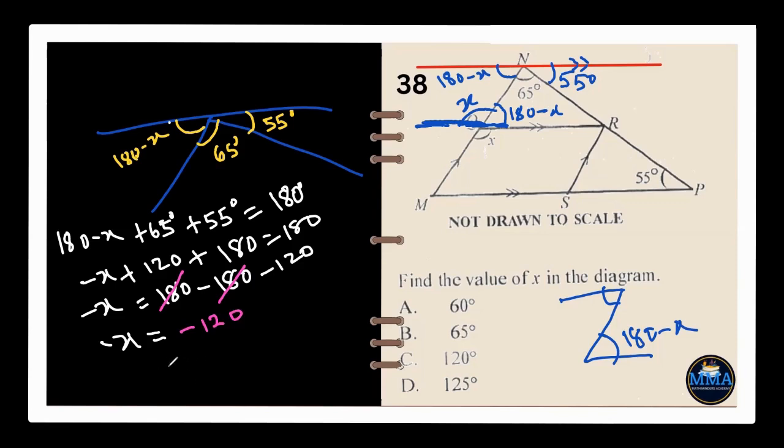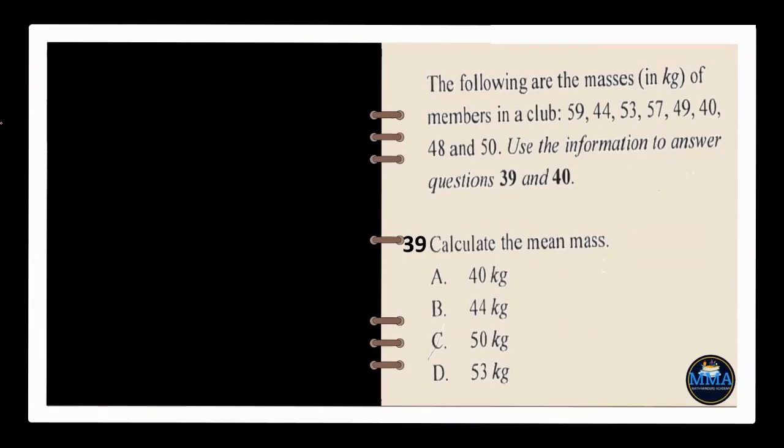Because multiplying by a minus 1, x is actually going to be 120. So that's the value of x, that's for question number 38. The value of x is 120, and that is option C. We'll mark that and we proceed to question number 39.